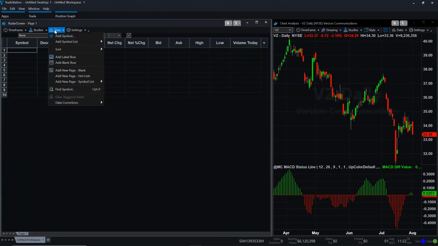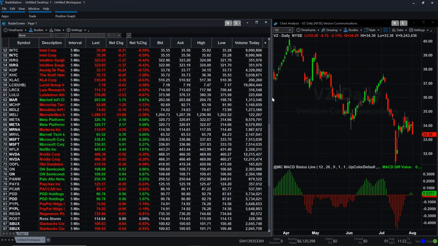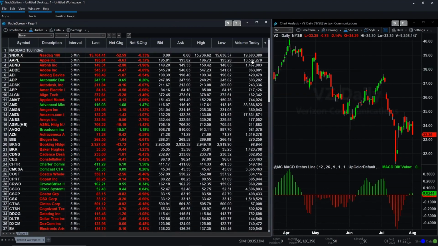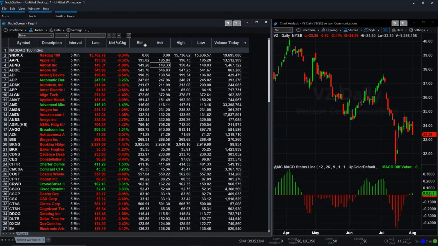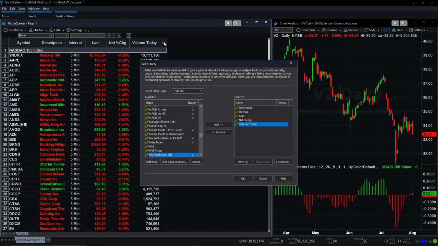I'm going to add a list of symbols. I'm going to say add the NASDAQ 100. It's an easy 100 list of symbols. I'm going to remove some data that I don't need. For example, not interested in net change, not interested in bid, ask, high or low. I'm going to click on the plus here to add a study. Let's start with the default so you can notice the differences between what's provided default and the modified version that I gave you. So this is the default one, MACD.